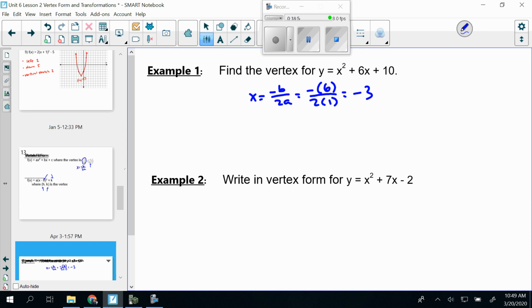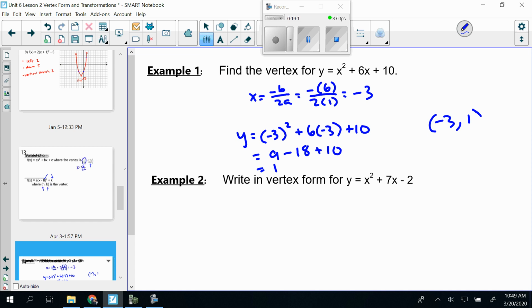So now to find the y value, plug that value in. This is what we did in our previous notes here. And see what that equals. -3 times -3 is 9. -18 plus 10. Looks like that's going to end up being 1. And so our vertex here is at -3, 1.